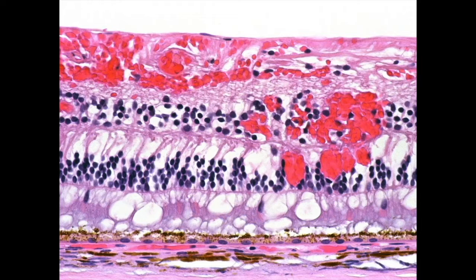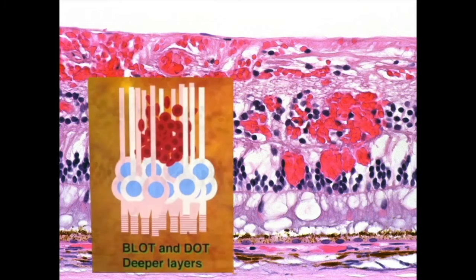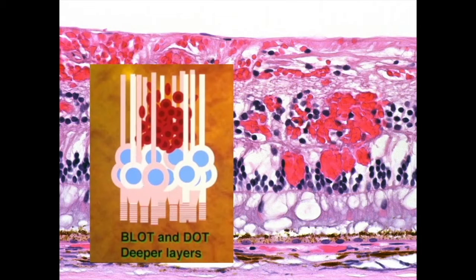Deeper in the retina, the axons of the bipolar cells, photoreceptors, and other deeper neurons are arranged perpendicular to the plane of Bruch's membrane. You can think of the axons as acting as a fence or corral that confines the blood into a round configuration, forming the blot and dot hemorrhages.